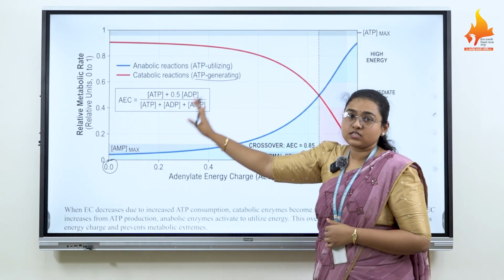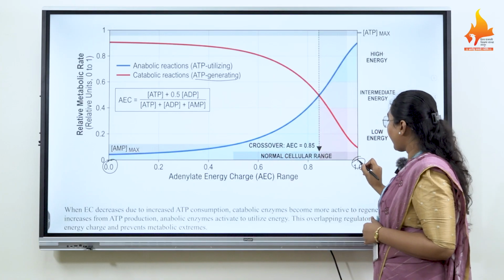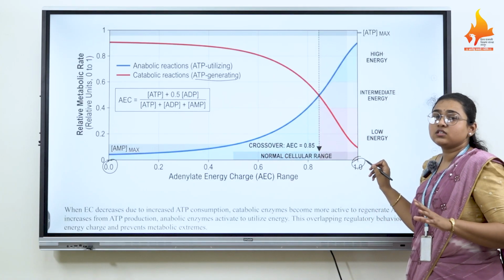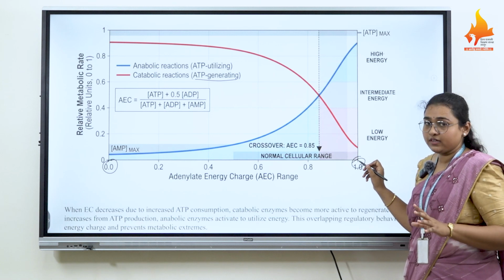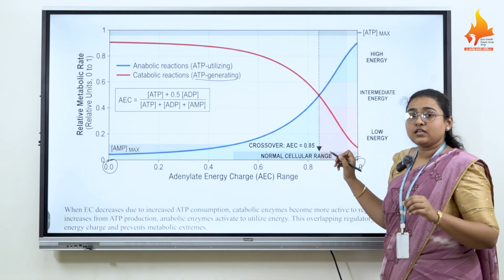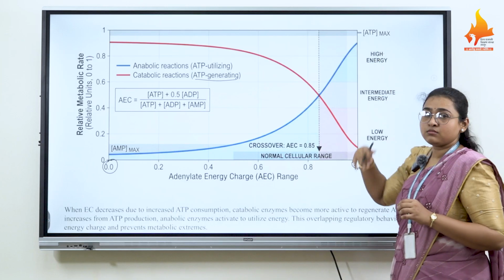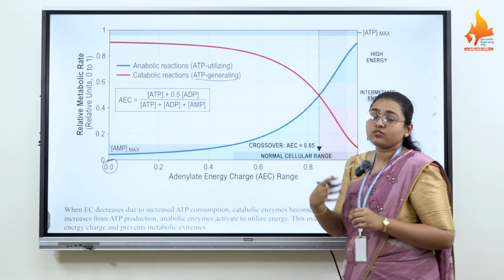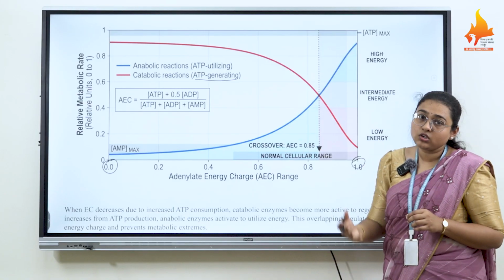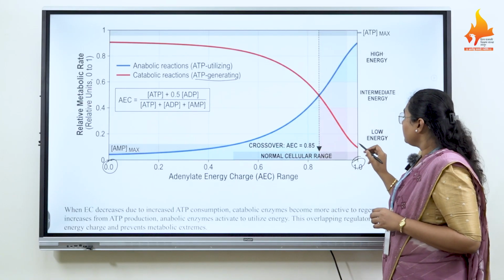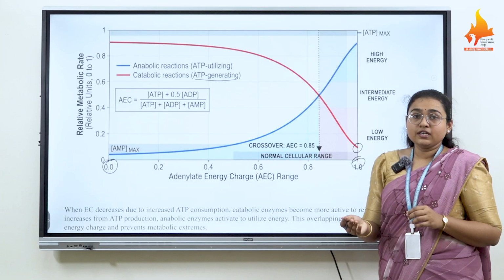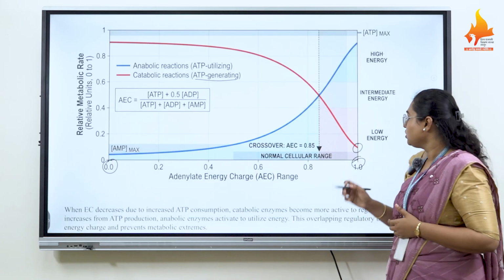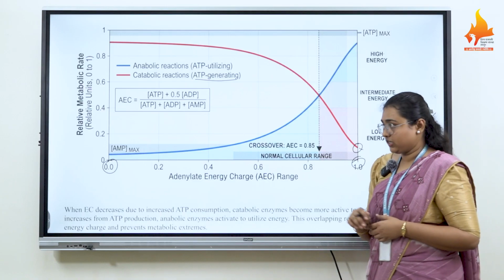So what the graph suggests is that if the cell has the maximum amount of energy, then there is no need for further generation of energy in the form of ATP. So the tendency of the cell is to generate the maximum amount of complex molecules, which will expend more energy for the generation of different types of biomolecules, while there is no need for further generation of ATP, so there is a minimum rate of catabolic reaction.